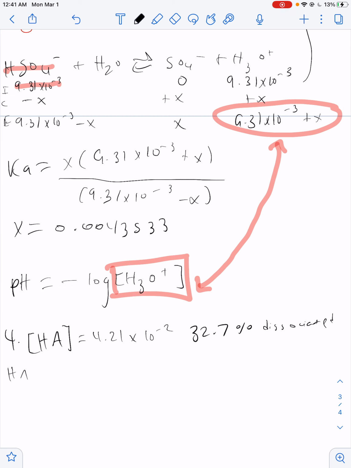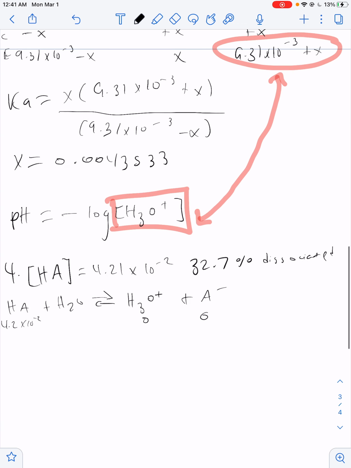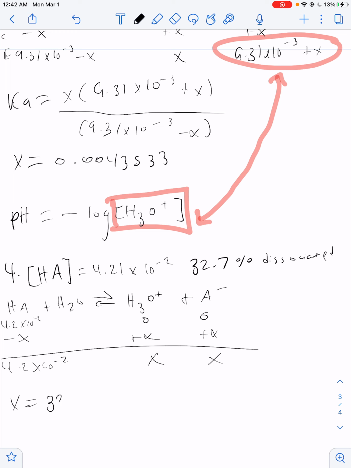So now we have HA plus H2O goes to H3O plus A minus. And then we have 4.2 times 10 to the negative 2, 0, 0, minus x plus x plus x. And then we have 4.2 times 10 to the negative 2 minus x, x, x. Okay. We have our ice table. And solve for x. X is going to be equal to 32.7% of 4.2 times 10 to the negative 2.